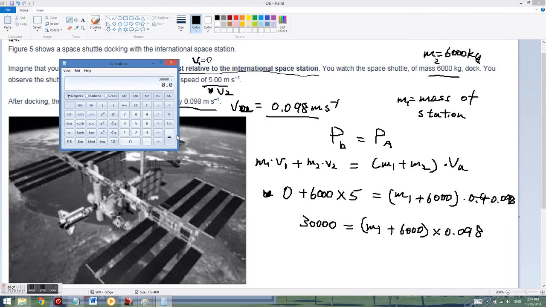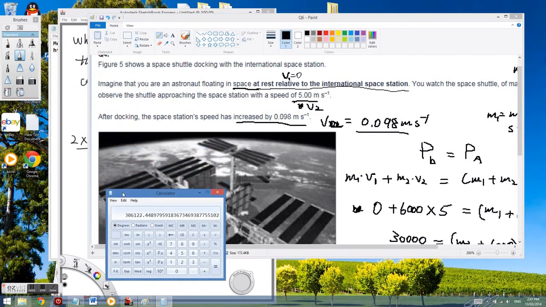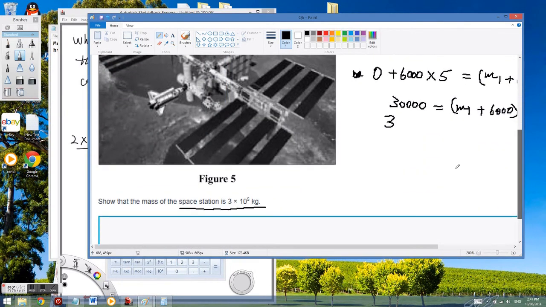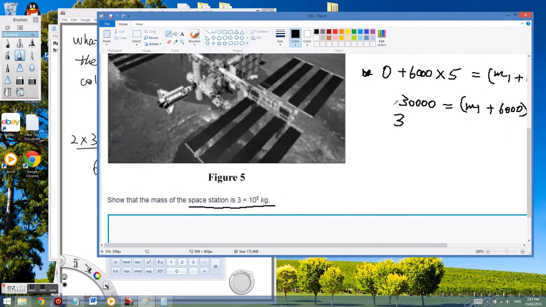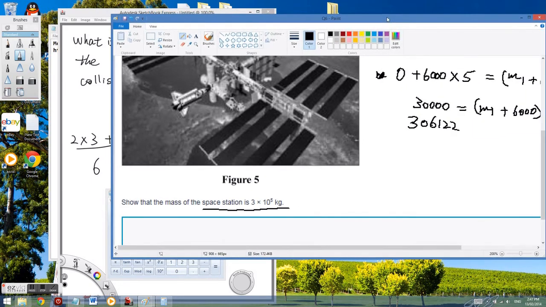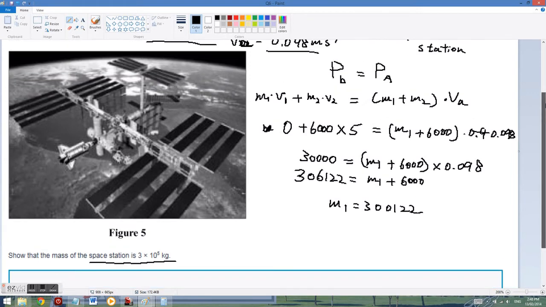So 30,000 divided by 0.098 is 306122. Yep. That equals M1 plus 6000. Now M1 must be 300122. Okay. Now have a look at the question.